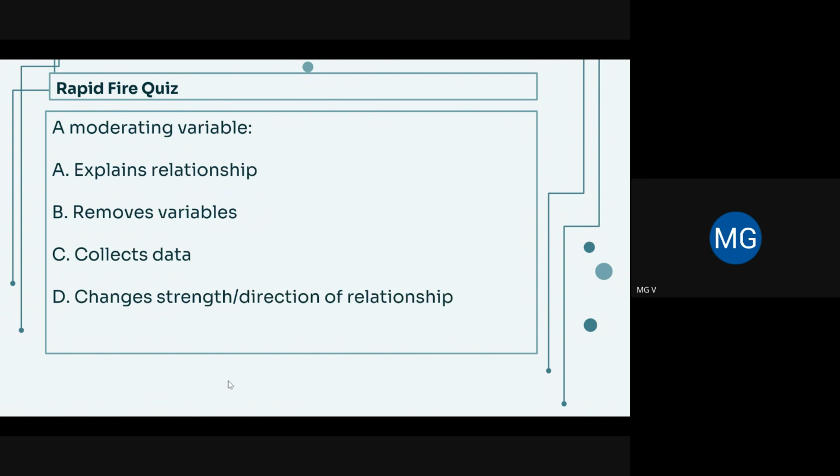A moderating variable is what it does. Moderating variable. What is the role of moderating variable? Anyone? Any other attempt? You can try once more. Yes. Moderating variable. Yes, it is right. Changes strength or direction of the relationship. That is the power.